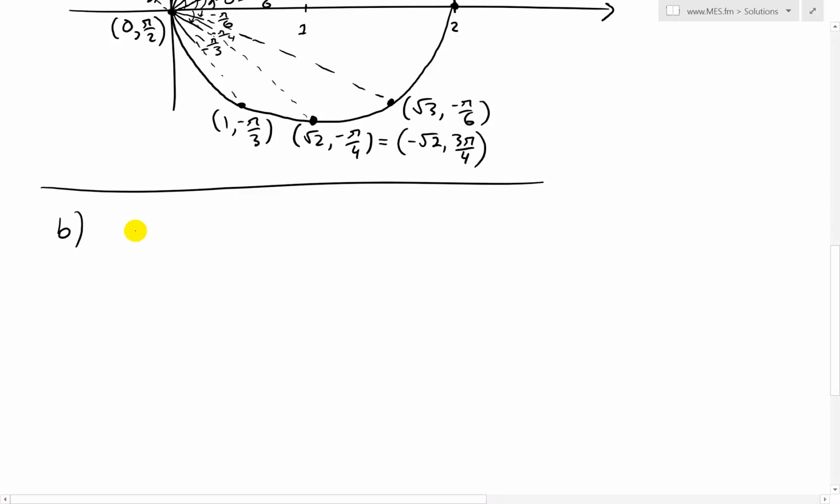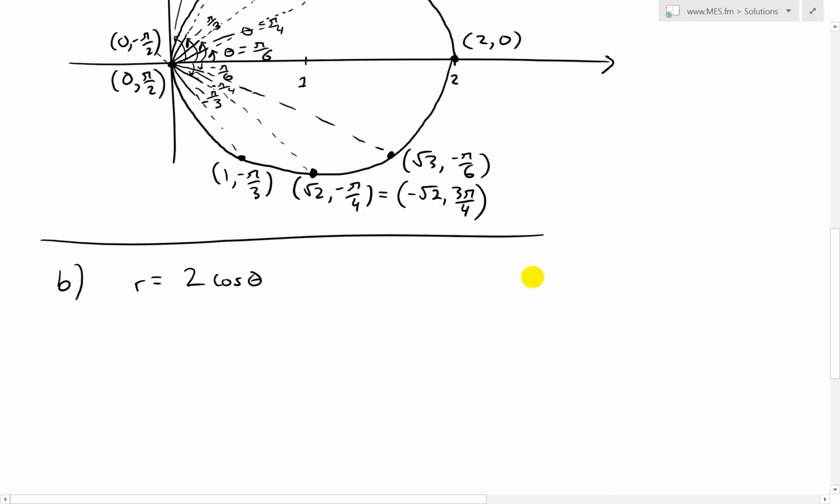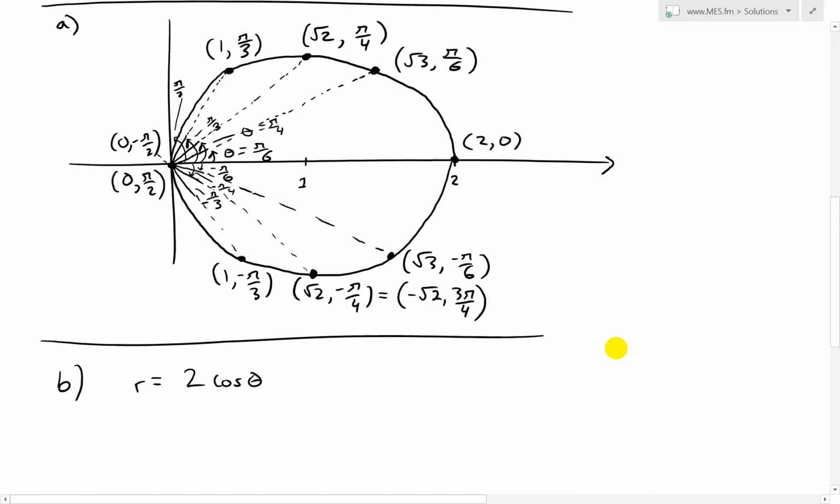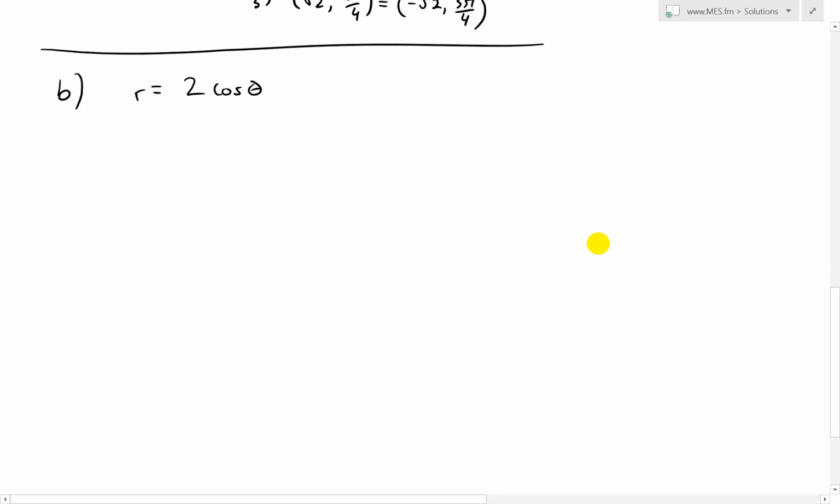What we have is r is equal to 2 cosine theta, and what we could do is draw the polar coordinate system on top of the Cartesian coordinate system. So we'll just draw x and y like this, where that's x and this is y, and let's just draw a point here.